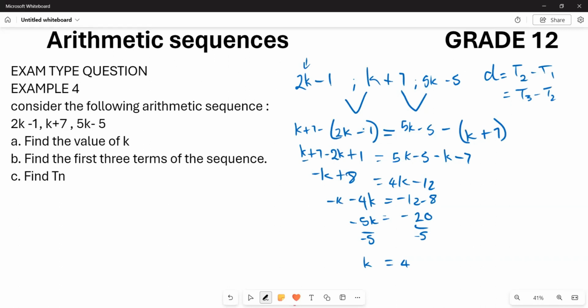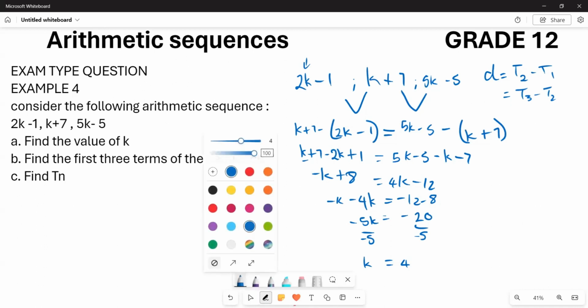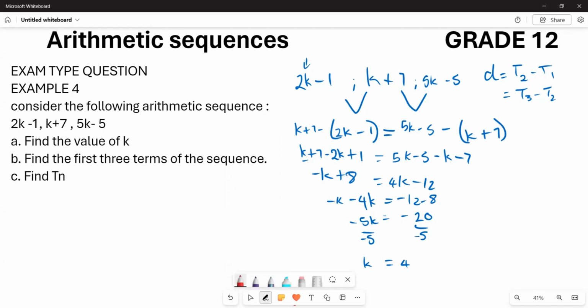Now, the next question is, they want us to find the first 3 terms of this particular sequence, right? How are we going to find the first 3 terms? Let's see what we can do. If you look at this, you are given 2k minus 1, but now you found the k, right? So this is going to be the same as 2 into 4 subtract 1, right?